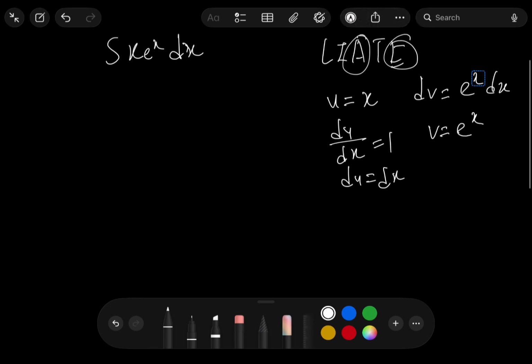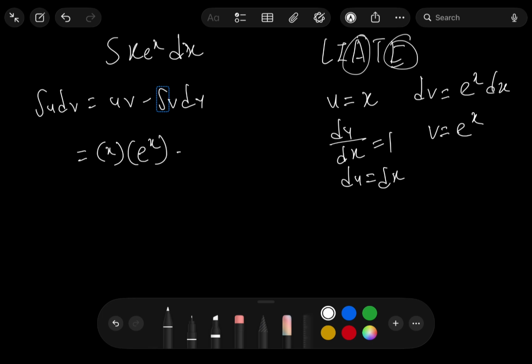Okay. Then we also need to remember to use this formula here. And now that we have everything, we can just sub into the formula. So u equals x, v equals e^x, minus v equals e^x, du equals dx. So we get x e^x. So if you integrate e^x, you still get e^x plus c. So this is the answer.